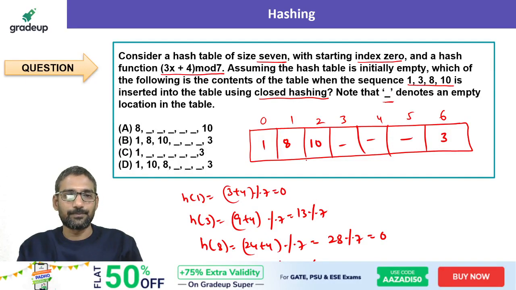So which represents this table? 1, 8, 10, 3 empty slots, 3. Option B.